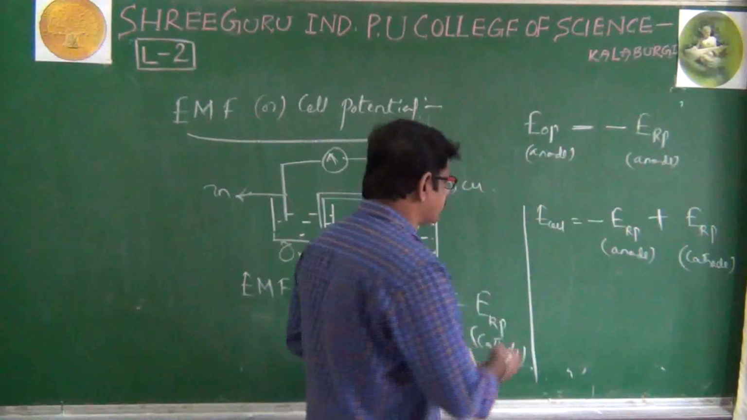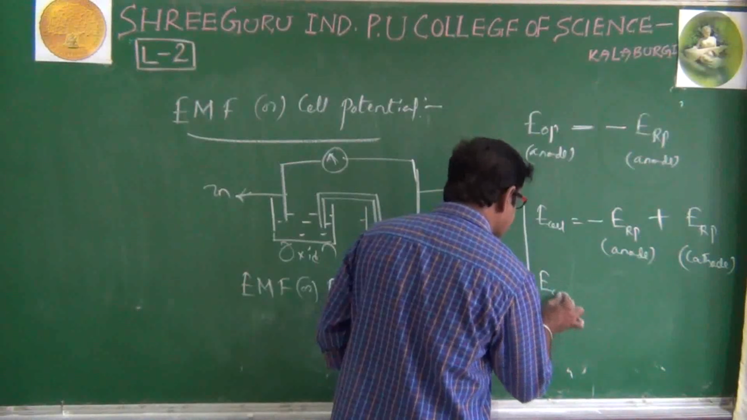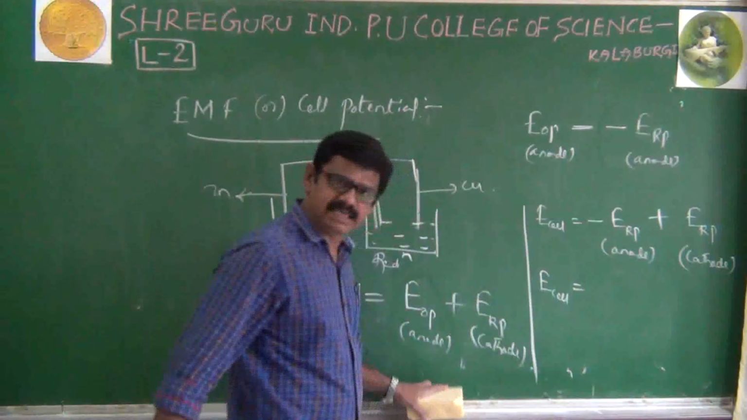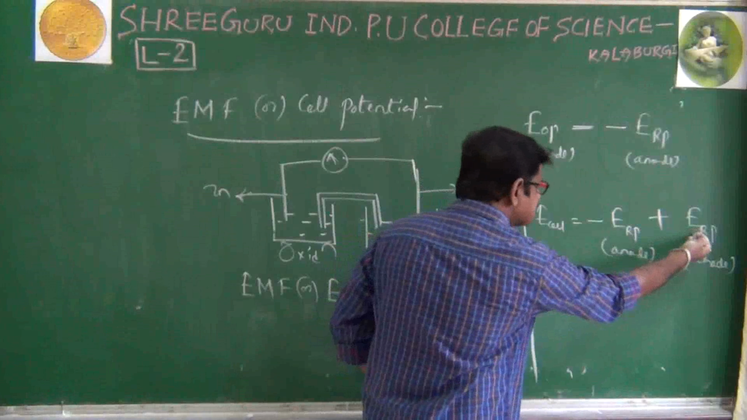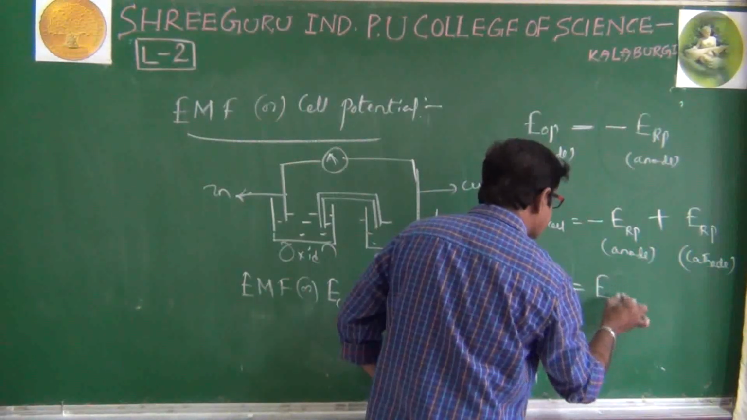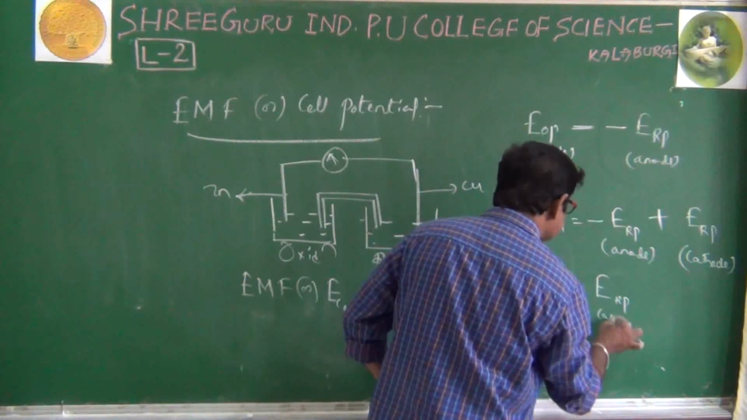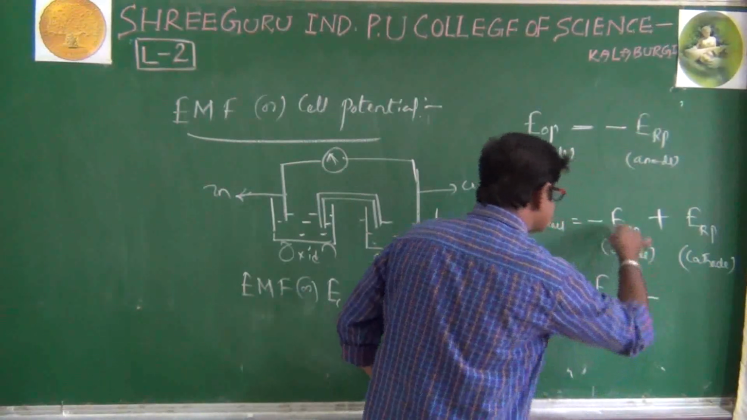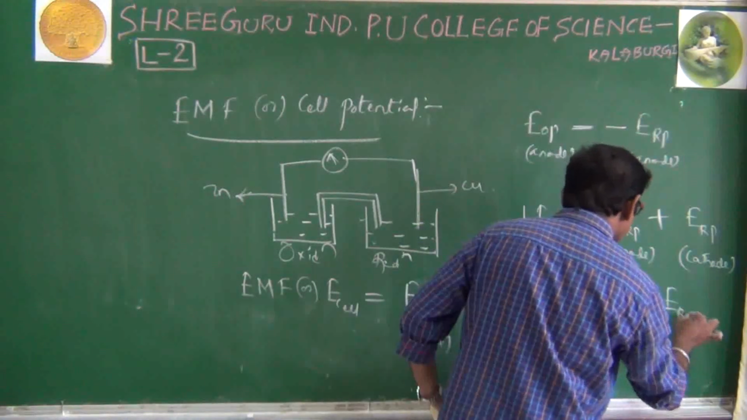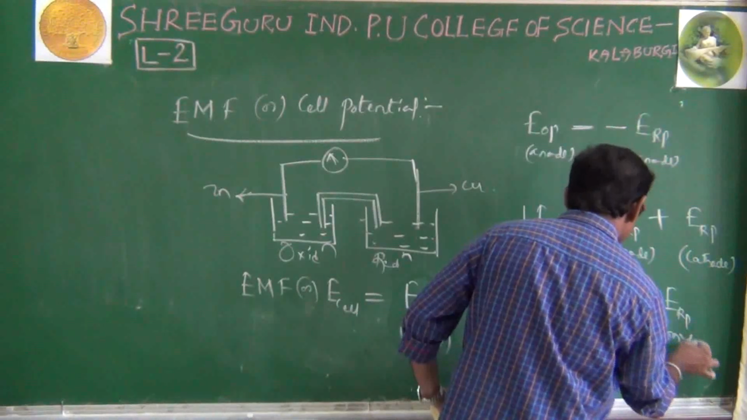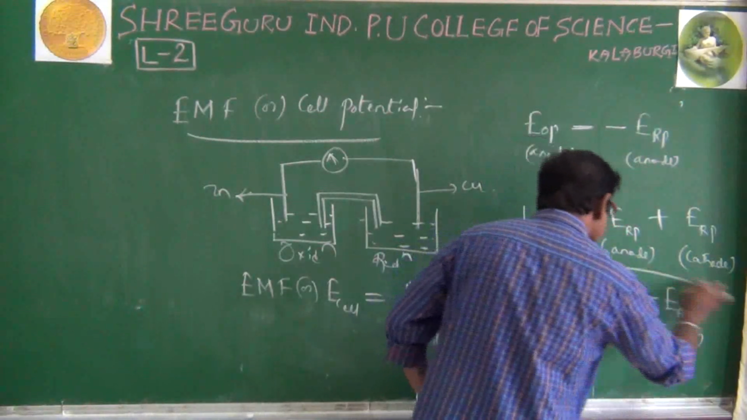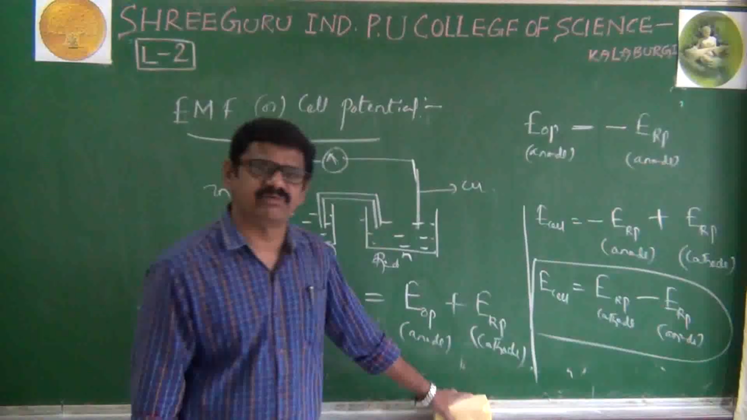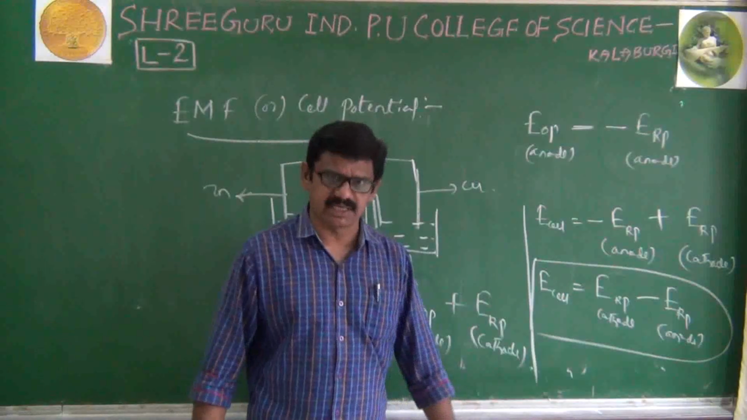But just for convenience, what we are doing here is that cell potential is equal to, first we will write a positive sign. Therefore, E reduction potential of cathode. Then we will write E reduction potential of anode with the minus sign. That's all. This is the cell potential, that is the EMF of the given electrochemical cell.